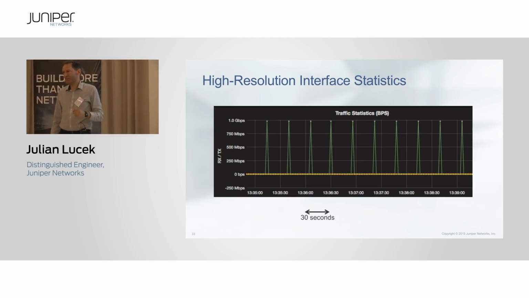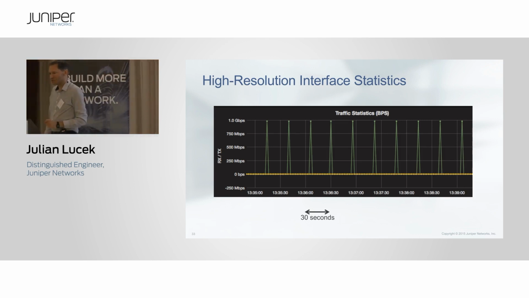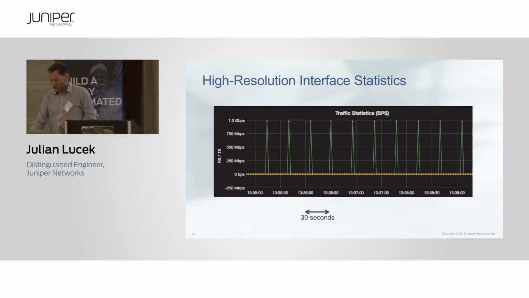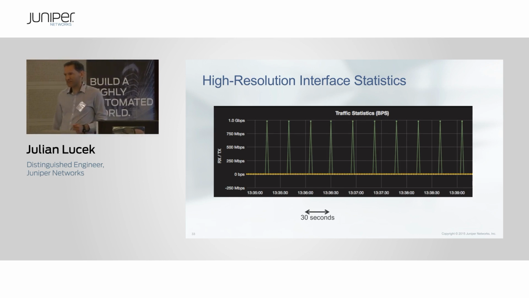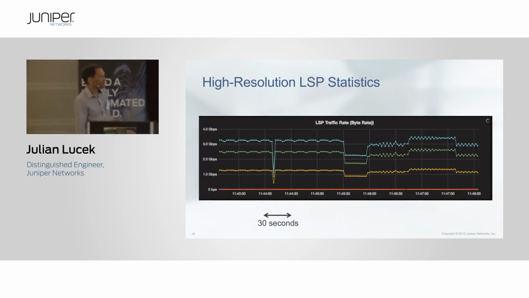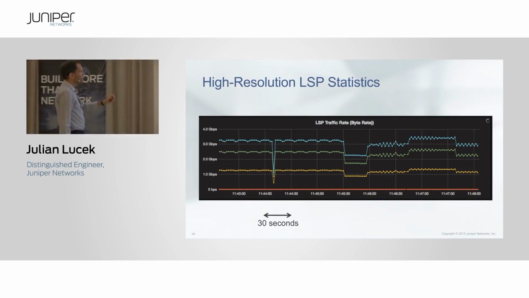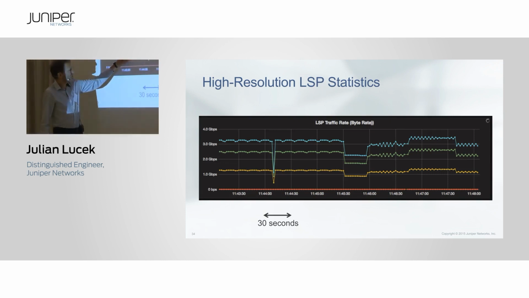If it was SNMP, where you're polling every 10 minutes with averaging, then of course those spikes would be washed out into just a flat line, which would be the average of the mark space ratio. But here we're resolving these very short-lived spikes. Similarly for LSP statistics, so this is how much traffic is on each LSP. Again, 2 seconds between each data point, so we're picking out these very fine-grained structures.